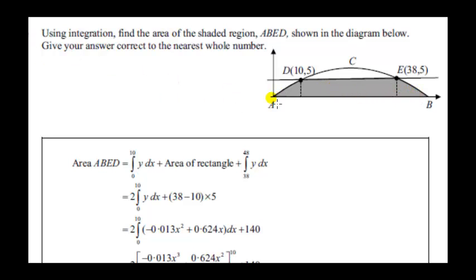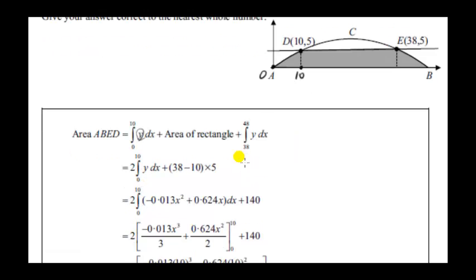Now we want to get the area of this shaded region here. So we can divide that shaded region into 3 parts. The first part is the area under the curve from 0 to 10, the x value of this point. So that's just integrating the curve, well, it's just called y here, from 0 to 10. We also need the area of this rectangle. So this runs from 10 to 38, the x value of this point.